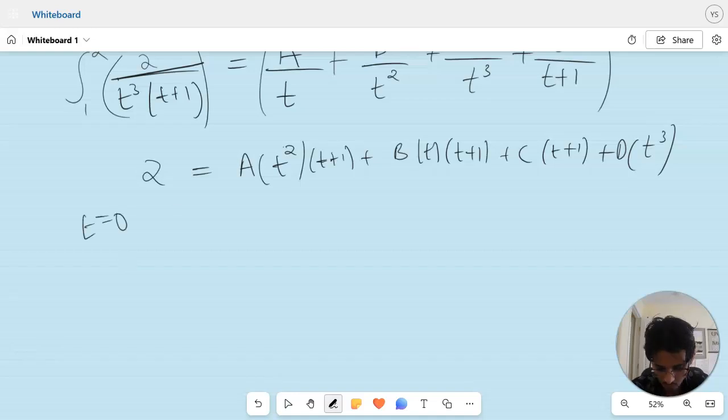T equals 0. 2 is going to be equal to, so this is going to be 0, this is going to be 0, this is going to be 1. So 2 is going to equal C. And that's going to be 0. So C equals 2.